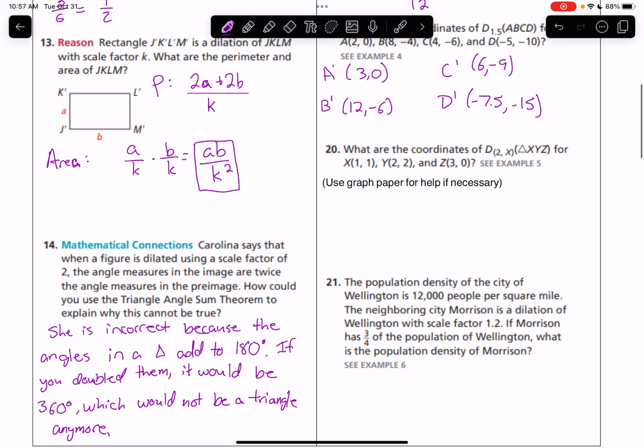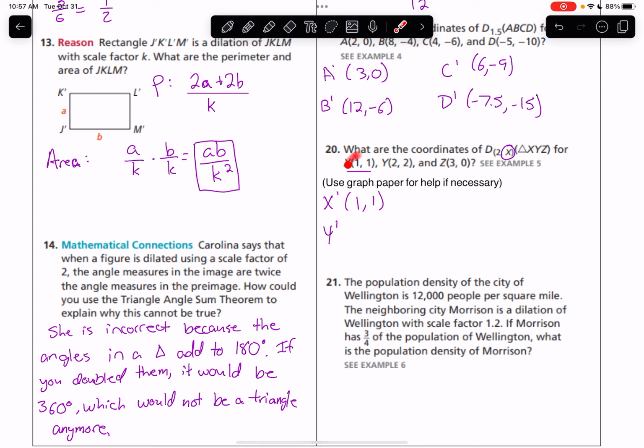Number 20, what are the coordinates of a dilation of 2 about, or from the center of dilation, point X in the triangle XYZ? So I'm taking this shape and I'm dilating it from one of the points on the triangle, point X. So when I do any dilation with a center of dilation at point X, X prime is going to be the same. It's going to be 1, 1. Point Y prime is going to be double the distance away that Y currently is from X.